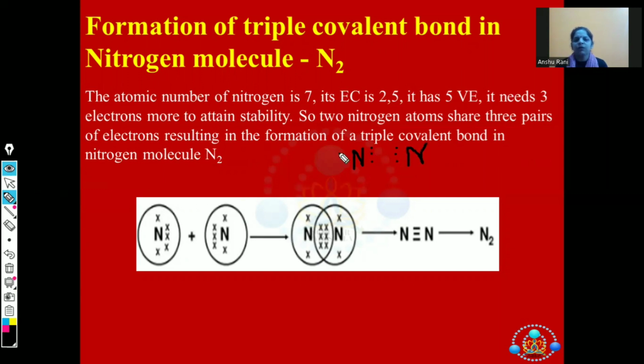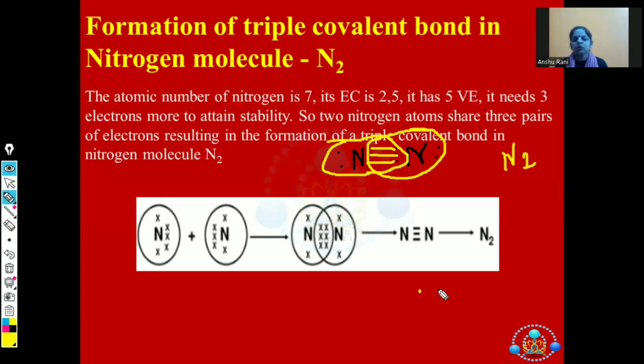They are having 5 electrons in outermost shell. They are sharing 3 pairs of electrons. Like this, they are making nitrogen, nitrogen, triple bond. This is structure of N2. Bond order here is 3.